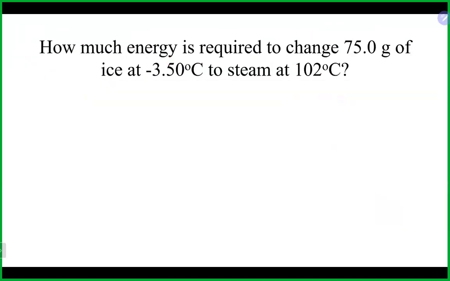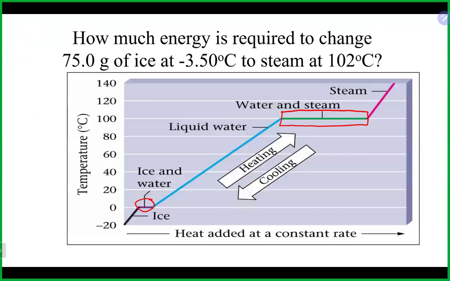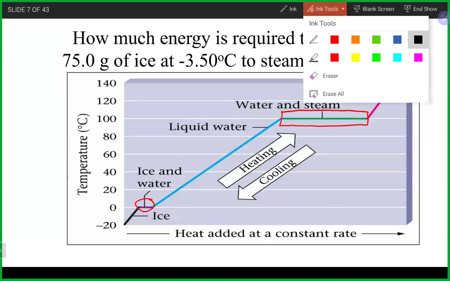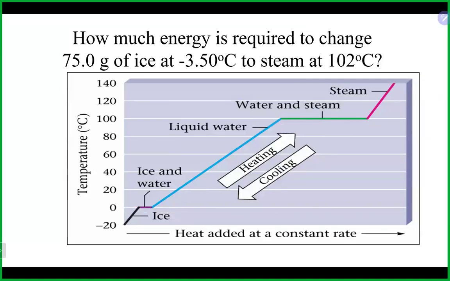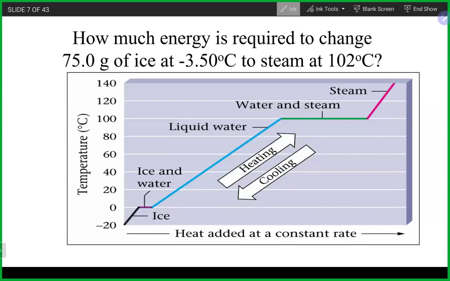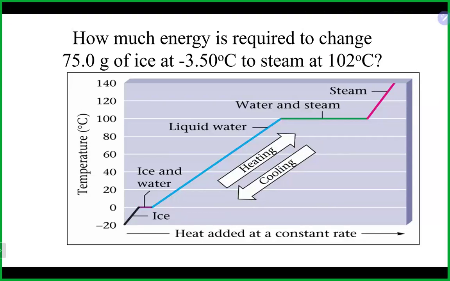So let's say we had an example like this and we wanted to figure out, for example, how much energy is required to change 75 grams of ice that is starting at minus 3.5 degrees Celsius and to take it all the way to steam, that is at 102. So essentially, we're starting way over here, and we want to end way up here. And if we do this, there are several steps along the way.